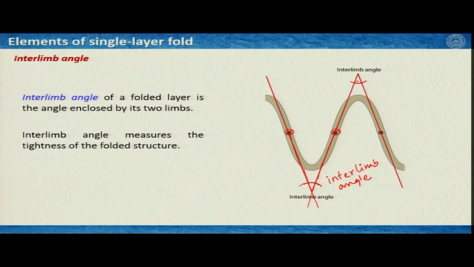Similarly, I can also draw an interlimb angle on this convex side, and this is again your interlimb angle. Now, in a fold train, this interlimb angle may vary from one curve to another, or it may remain constant. We will learn about it later, but the interlimb angle measures the tightness of the folded structure. The lower the interlimb angle, the tighter the fold. We will also classify the fold based on the interlimb angles.